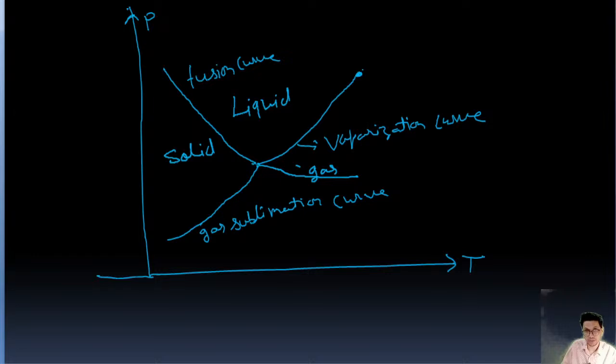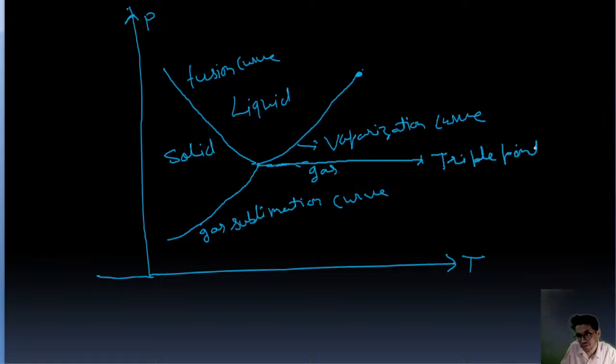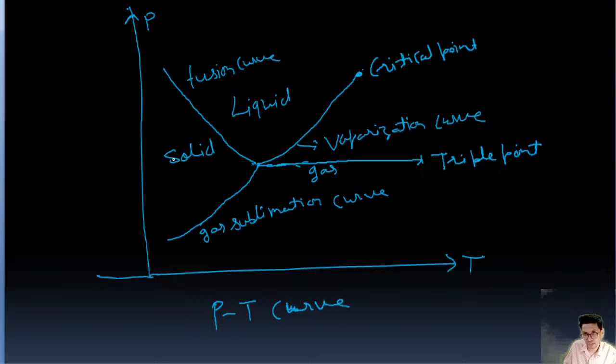This point is called the triple point in phase transition, and this point is called the critical point. Okay, these are important things. This is the PT curve, the phase transition curve.